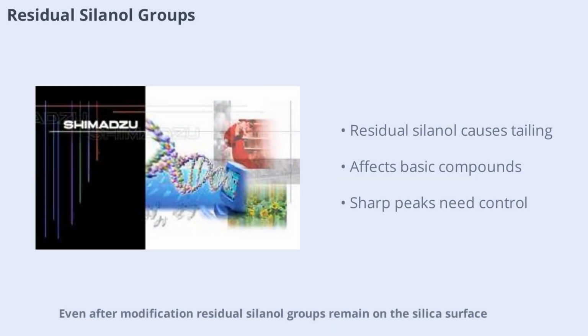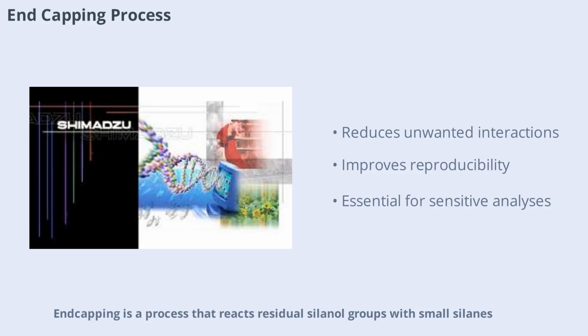Even after modification, residual silanol groups remain on the silica surface. These groups can strongly adsorb amine compounds, leading to peak tailing in chromatograms. Managing residual silanol is important for achieving sharp, symmetrical peaks, especially when analyzing basic compounds. End capping is a process that reacts residual silanol groups with small silanes, such as trimethylchlorosilane. This increases the coverage of the silica support, minimizing unwanted interactions with solutes.